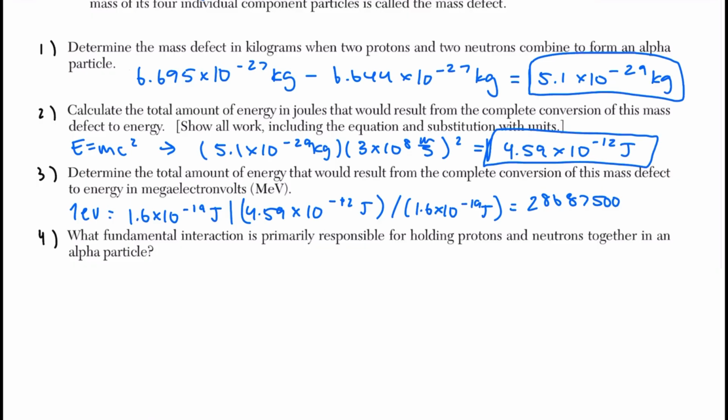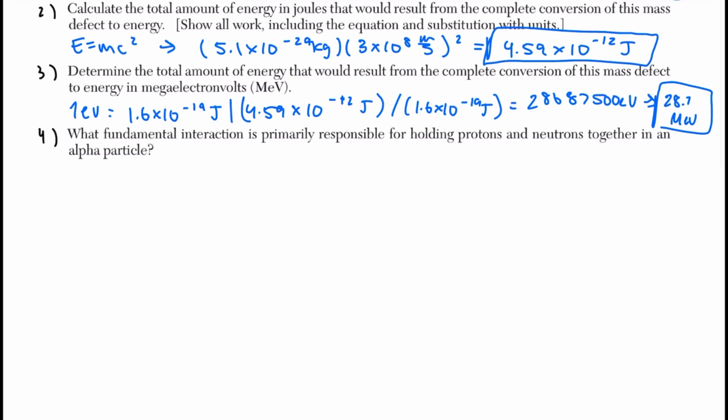Because now we're going to get 28,687,500 eV, right? And then we just convert that into mega electron volts. On the reference table, it tells us that mega means 10 to the 6. So we just need to divide this number by 10 to the 6 in order to get the energy in mega electron volts. I'm running out of space, but basically you're going to get an answer of 28.7 MeV.